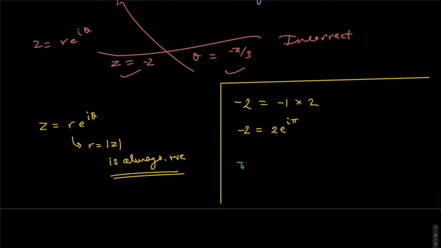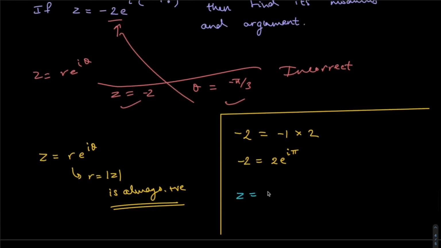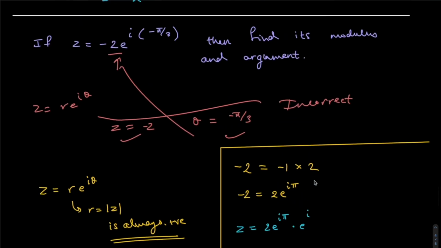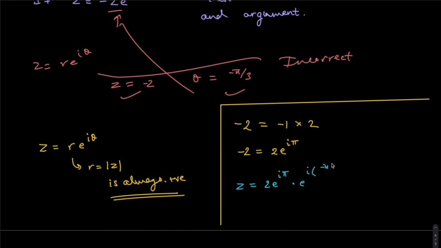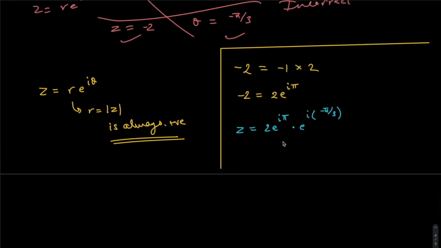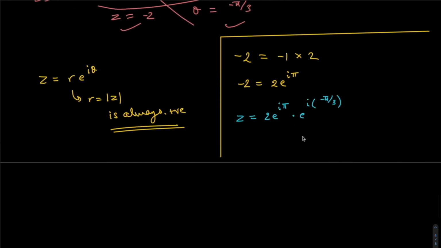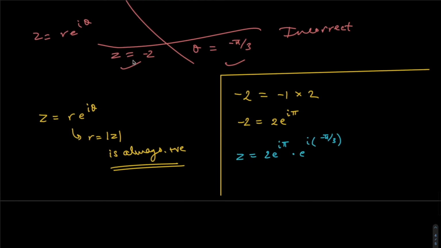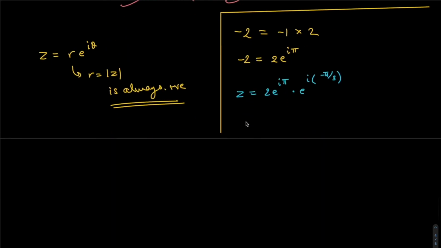Now, going back to the original situation, what we're going to have is z is equal to 2e raised to the power i pi times e raised to the power i times minus pi by 3, right? Now, you can see this is a plus 2. So now our modulus is also plus 2. Our modulus is not minus 2. So now our r is 2. That is what we have.